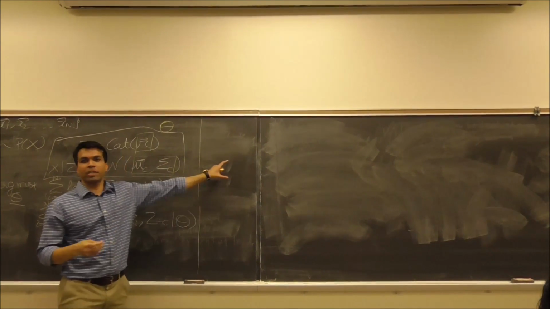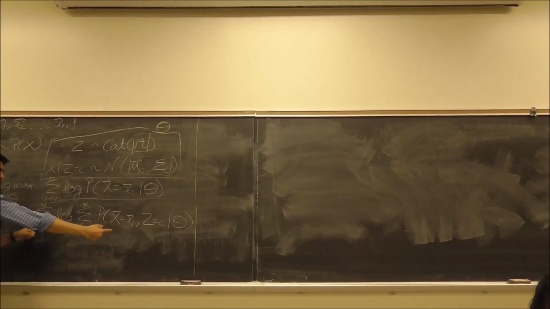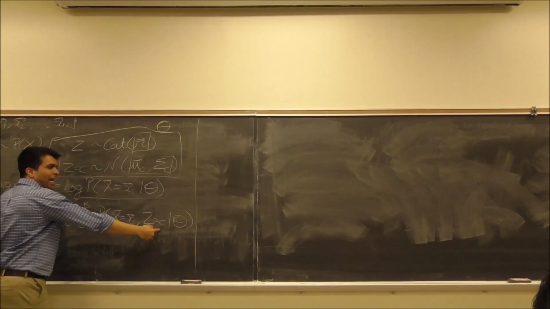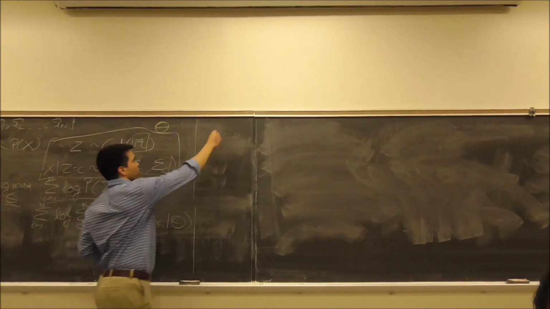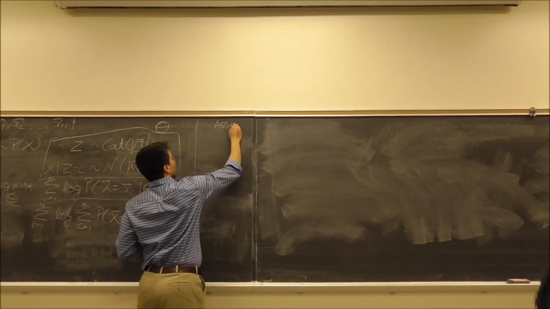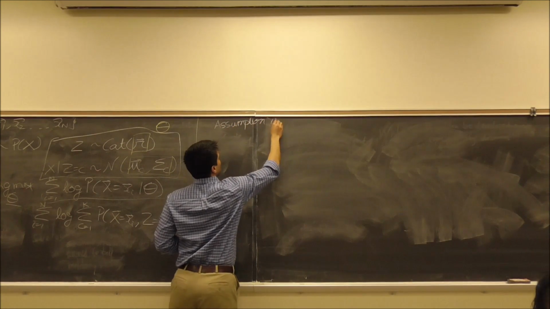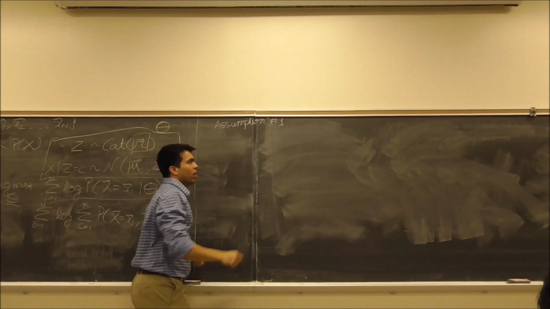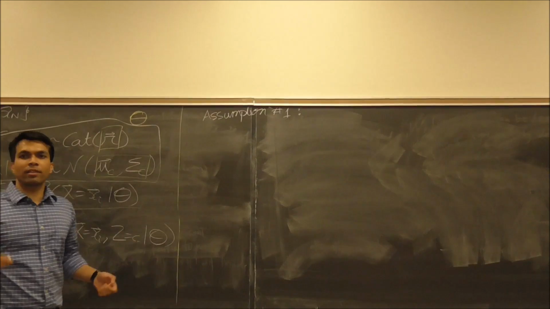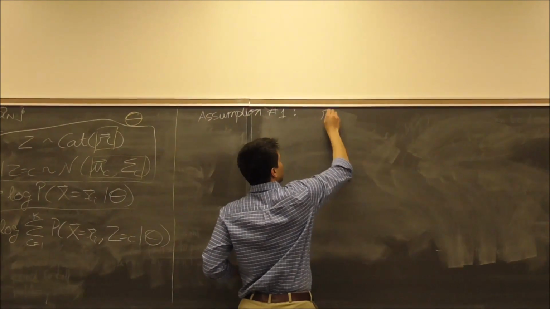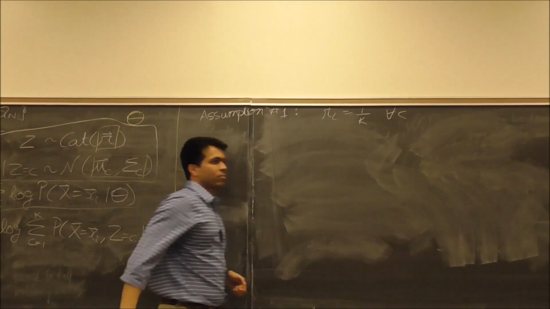So what I'll do is on the right side, I'll make 3 assumptions, and under those assumptions, I'll write down this objective function as the same as the objective function of k-means. So here's assumption 1, that a priori all Gaussians are equally likely. Basically, pi c is 1 over k for all c.